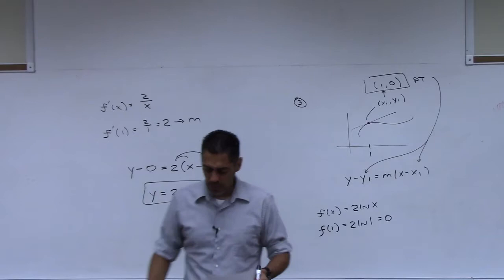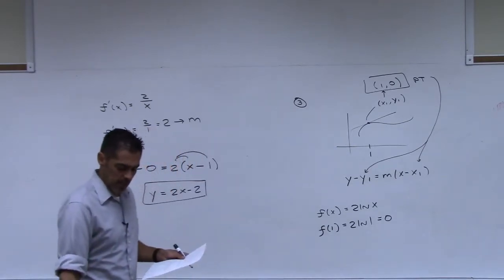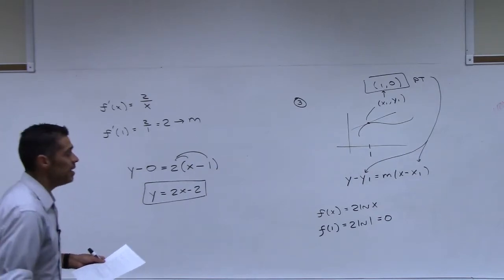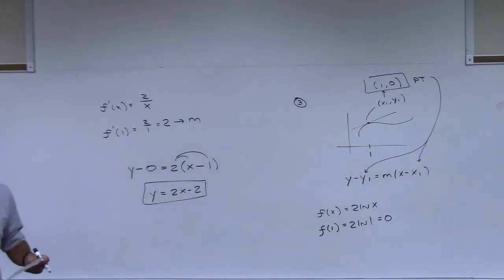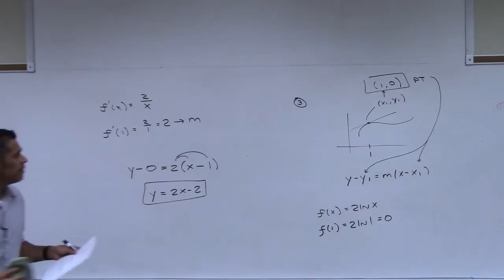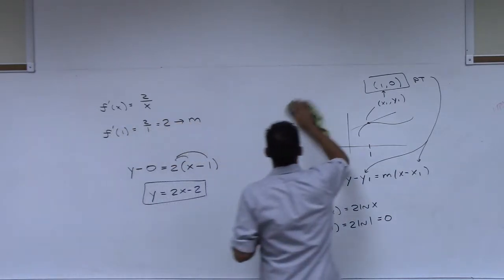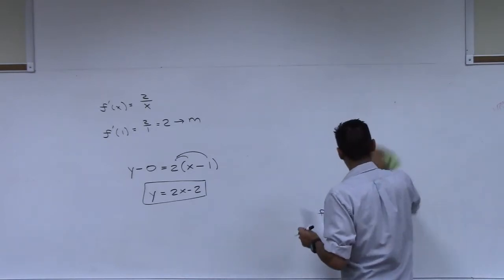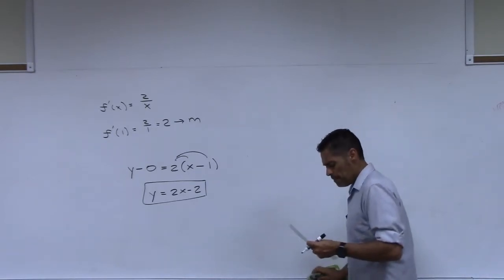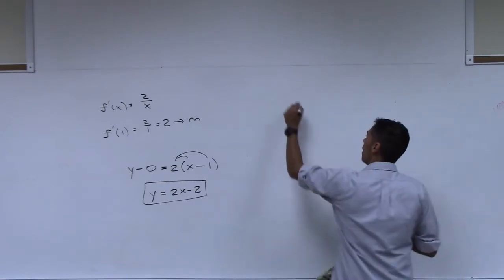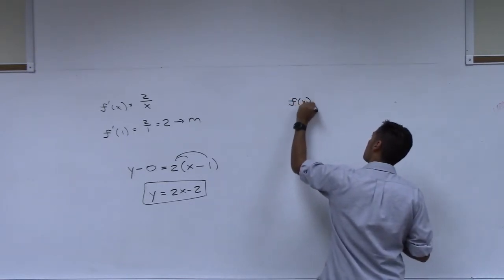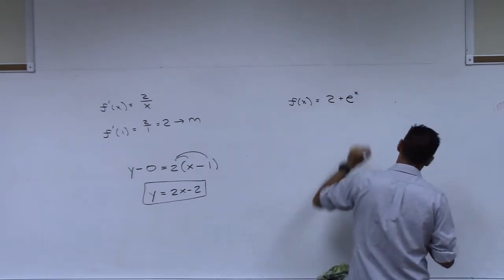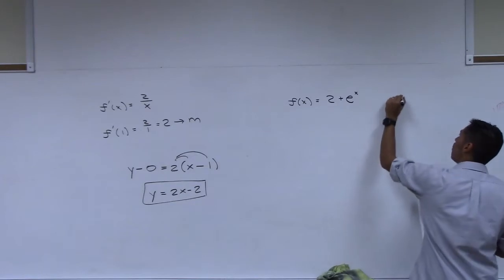Now, I think I should work through number 4, because number 4 is a little bit different than this one. It doesn't work out; the numbers aren't as pretty, so the equation's going to look weird. All right, so I want to work through number 4. For number 4, we have f of x equals 2 plus e to the x. And we're looking again at x equals 1.